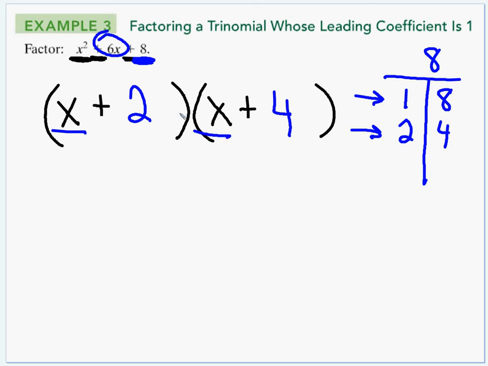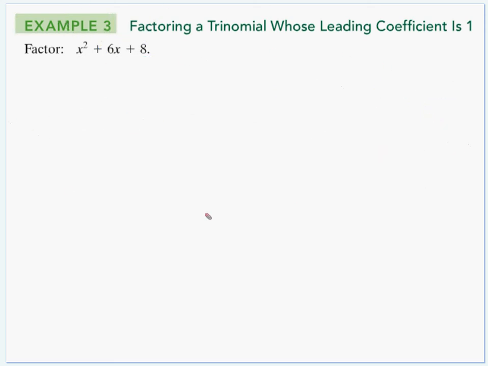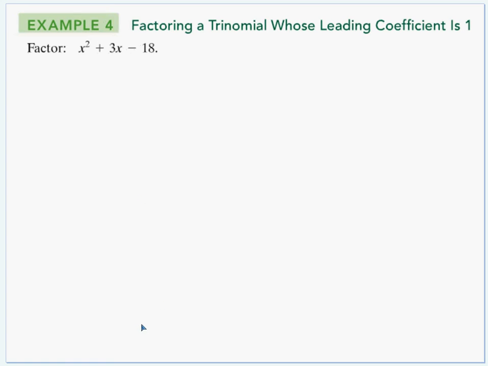So x times x, that's our x squared at the front. The 2 times 4, that's the 8 at the end. And if we add up the plus 2 and the plus 4, we get the plus 6 in the middle. Again, it's not bad when the leading coefficient's 1. It works out nice most of the time.